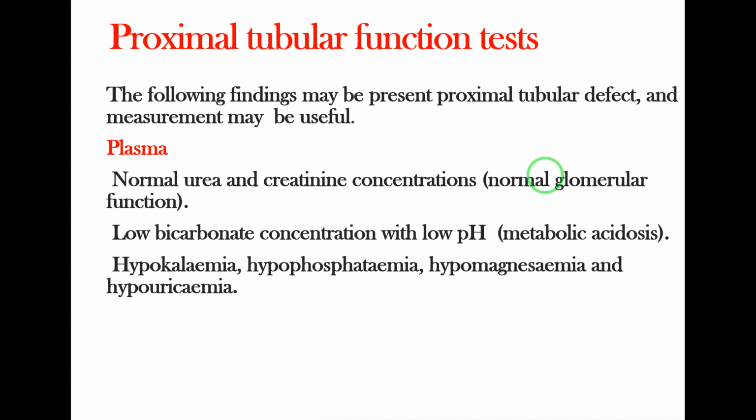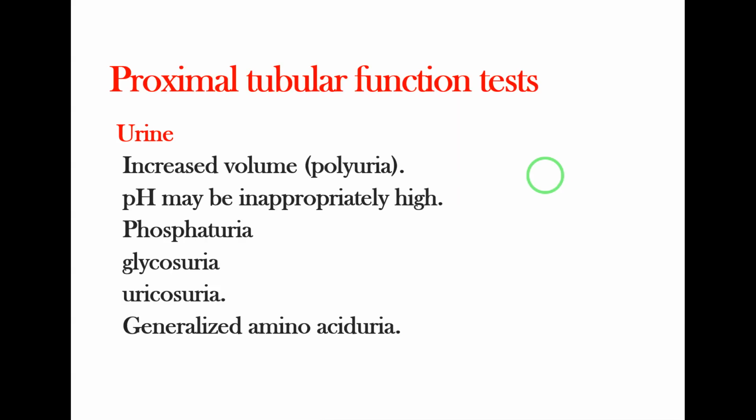In the same condition, in case of proximal tubular functional defect, in the urine, because we say that 70 to 80% of the water is reabsorbed in the proximal tubule, in case there's a defect in the proximal tubular cell, there will be an increase in the volume of the urine. There will be polyuria, and also the pH will be alkaline, tending to be alkaline, inappropriately high.